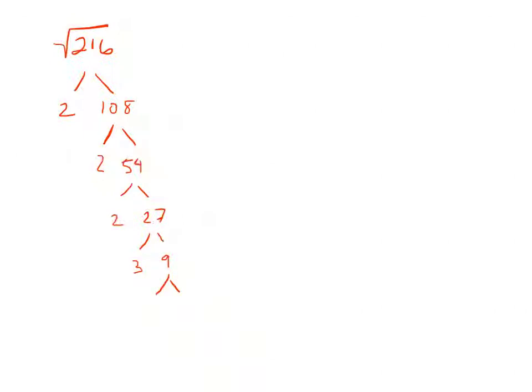Example 1, square root of 216. They need to simplify. So I'll make a factor tree here. 2 times 108. Let's see, 2 times 54. 2 times 27. 3 and 9. And that'll be 3 and 3. So the square root of 216, I can say, is 2 times 2 times 2 times 3 times 3 times 3.